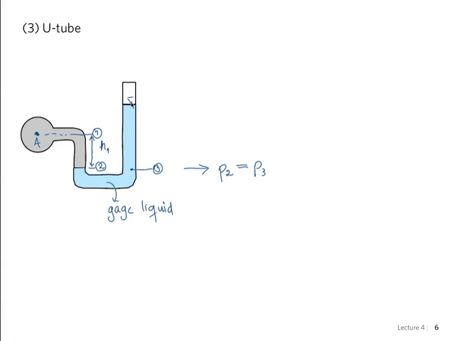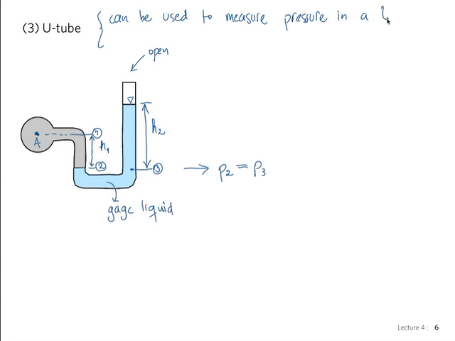But up here we have atmospheric pressure, so we have another point, and let's call this H2. The tube is open here. And now this can be used for a gas. Can be used to measure pressure in a tank containing a gas.